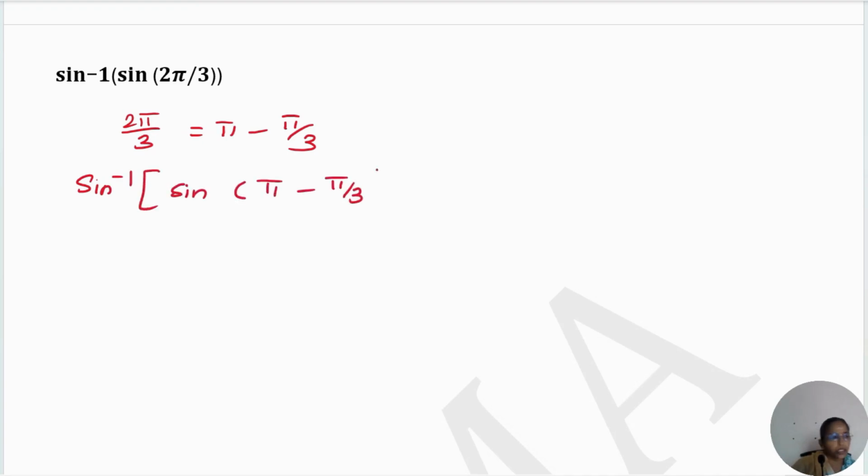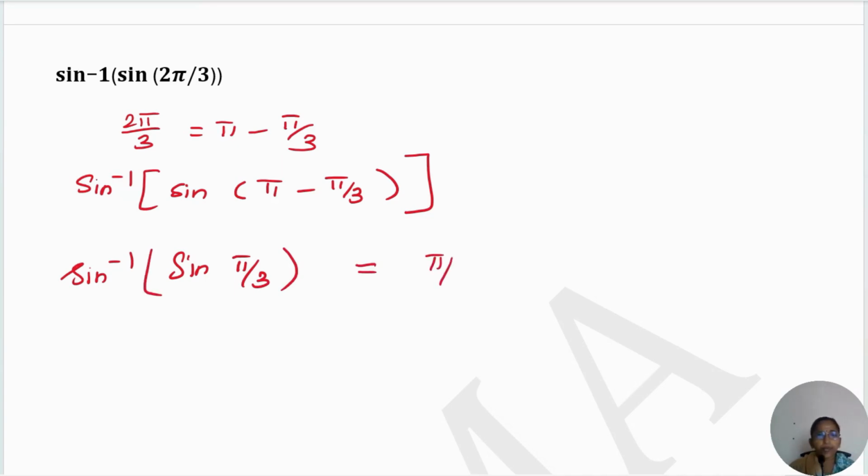Coming to the next question, sine inverse of sine of 2 pi by 3. You can write 2 pi by 3 as pi minus pi by 3. If you take the LCM, that will be 2 pi by 3. So sine inverse of sine of pi minus pi by 3. Pi minus pi by 3 lies in the second quadrant. In the second quadrant, sine is positive. So sine inverse of sine of pi by 3. On simplification, pi by 3 is our final answer.